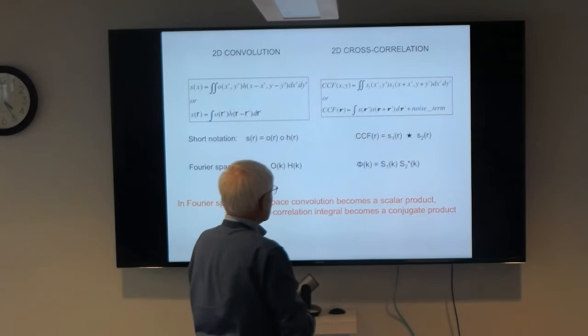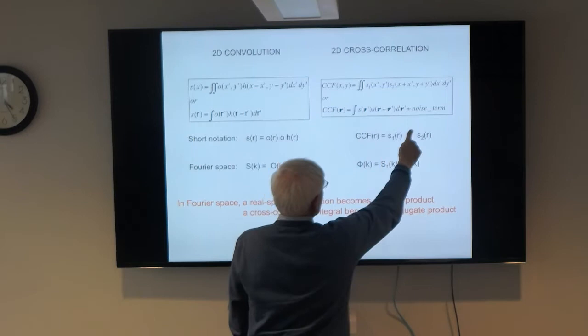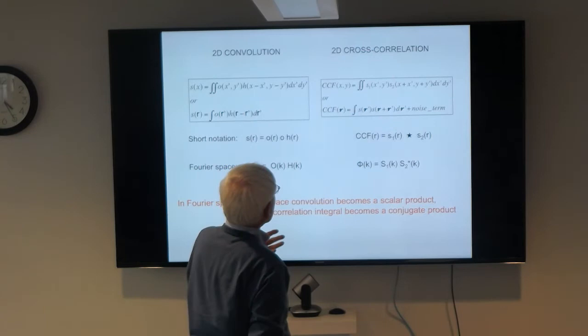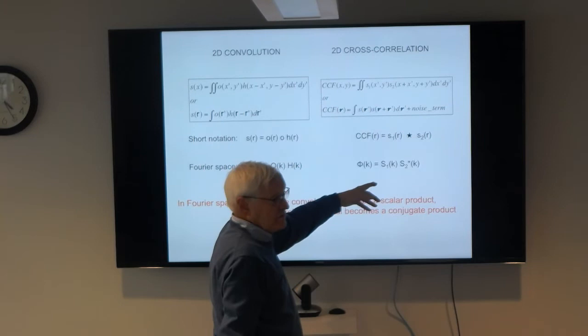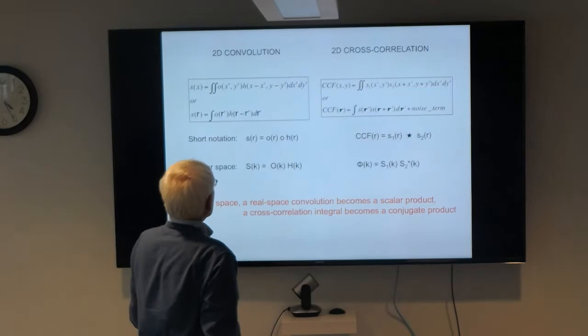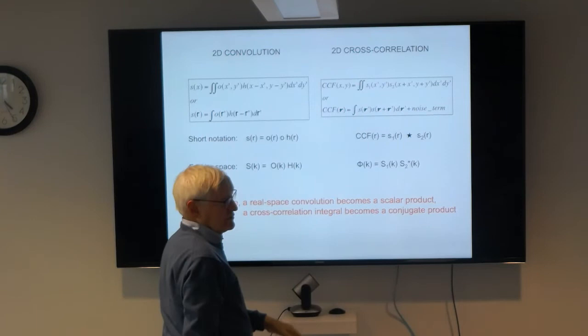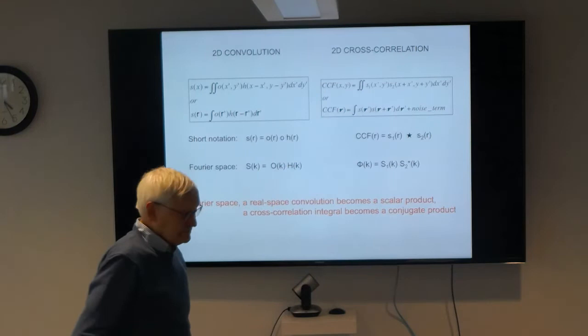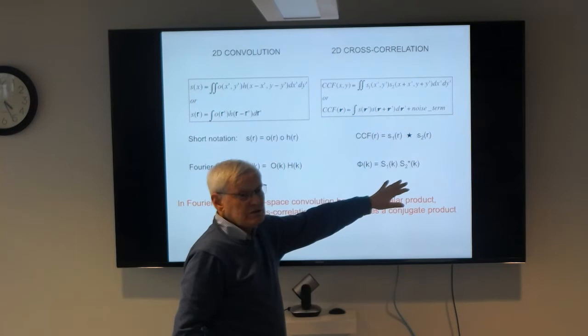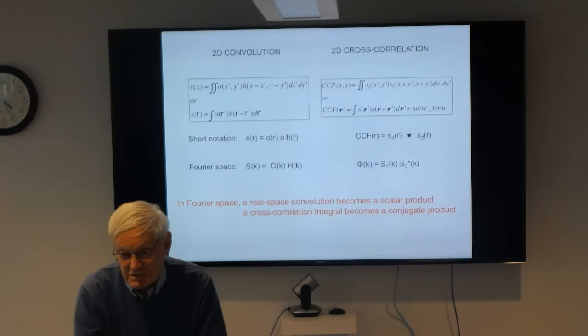Short notation, cross correlation is S1, and then I have this special symbol, cross correlated with S2. Now the simple theorem is, it's again a product, but this time with the complex conjugate of the other term. Okay, so the convolution theorem and cross correlation theorem look very similar. In one case, there's this extra star, and that of course tells you that it's very, very fast to perform cross correlation, because you can do it as a Fourier operation like this. That's what's going on in these boxes that you use all the time.